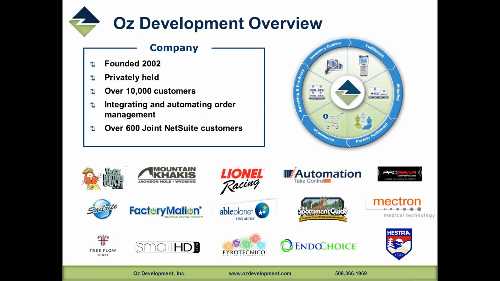Oz development has been around a little over 12 years. We're privately held. We have over 10,000 customers. We've been working with NetSuite since 2005. And over that period, we finished this year with over 600 joint customers with NetSuite. Really a span of different industries: wholesale distribution, manufacturing, e-commerce. Those are where we take NetSuite and extend it to really streamline the order management process.